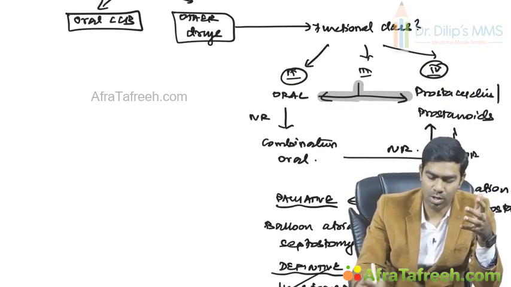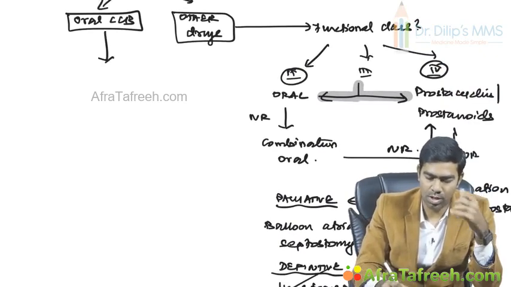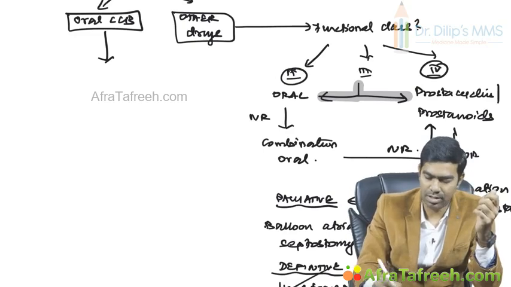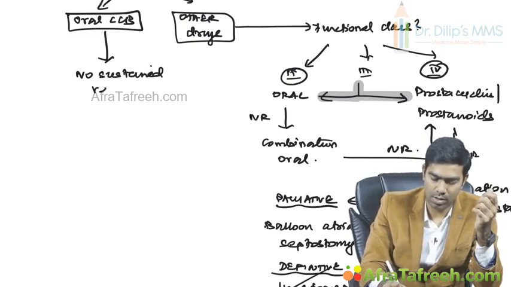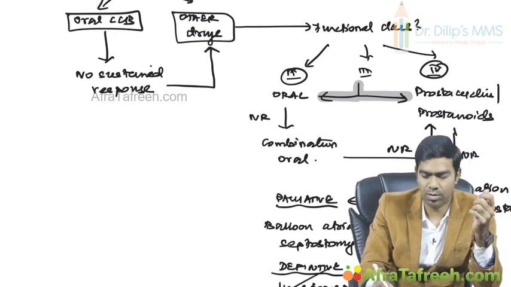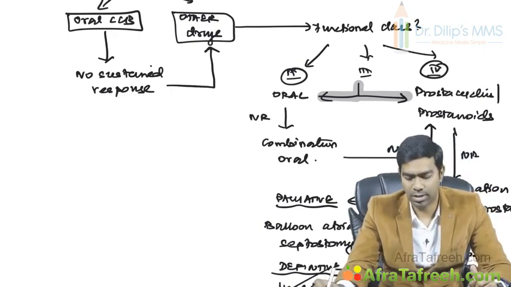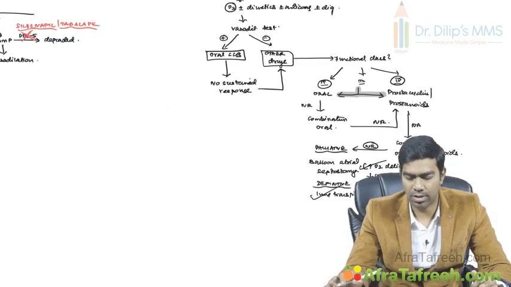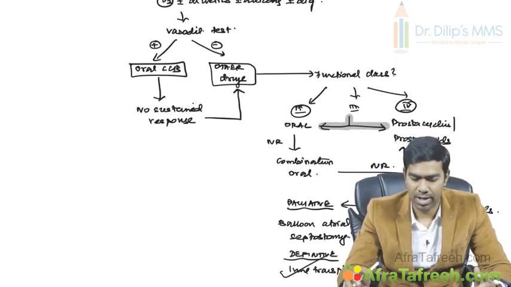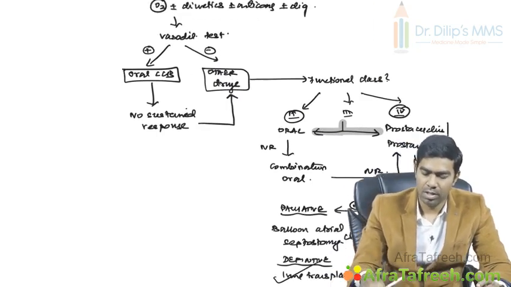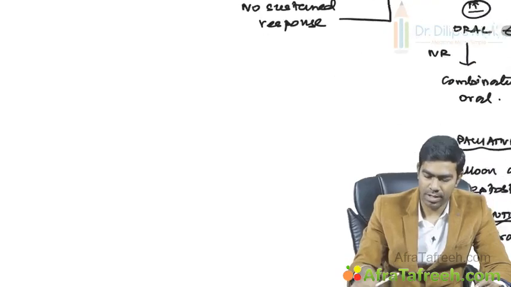Suppose here you are giving oral drugs. Suppose the oral drugs are not giving a sustained response, or you are getting a poor response with oral calcium channel blocker, now you can shift to other drugs again. So this is the algorithm for treating and managing primary pulmonary artery hypertension. Clear? Then prognosis, finally.